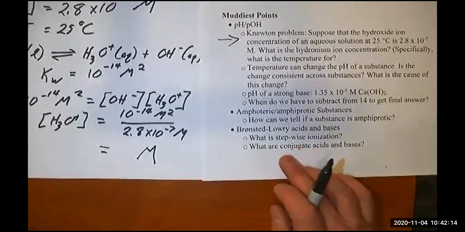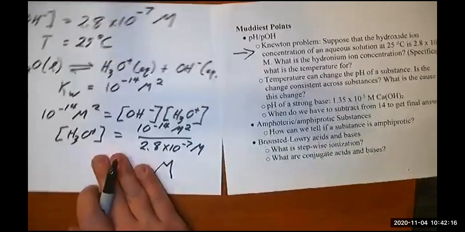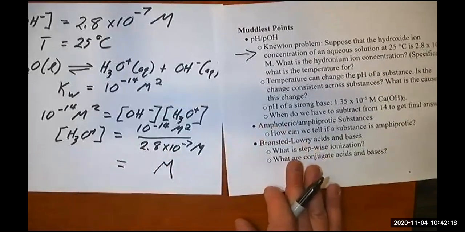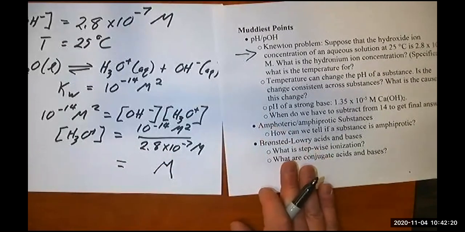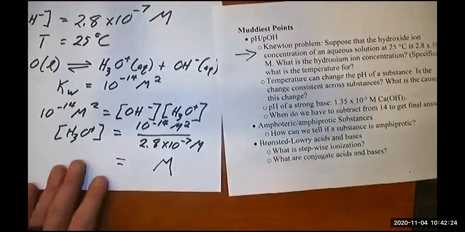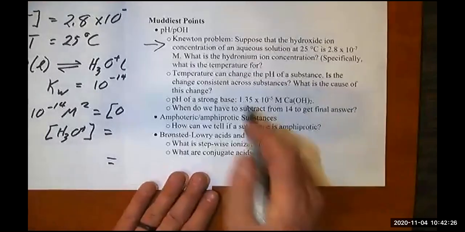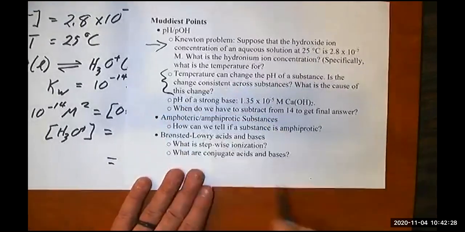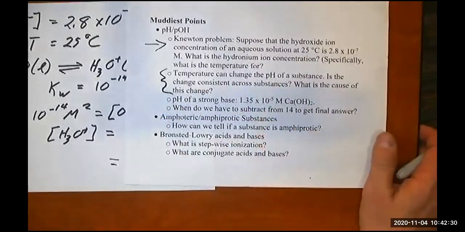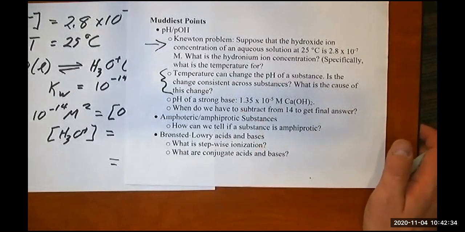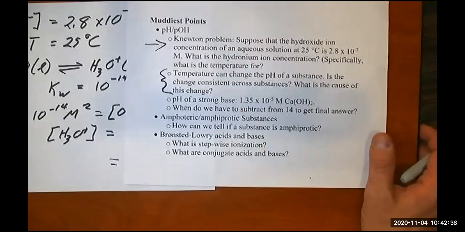Are there any questions on that kind of calculation and the role of temperature in pH, pOH? Okay. There's a general related question that came up saying that temperature can change the pH of a substance, and asking, is this change consistent across all substances and what's causing the change?